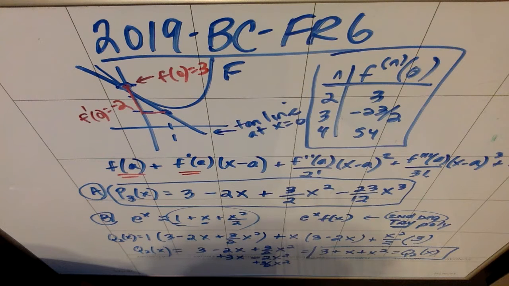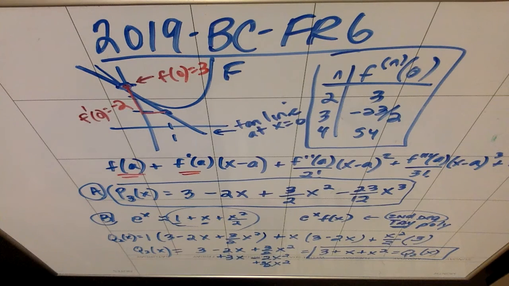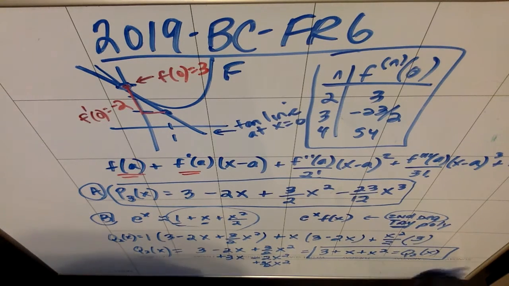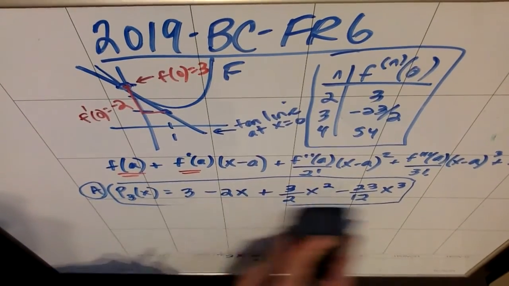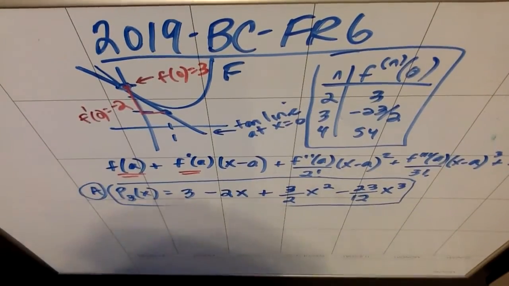Cool. Okay, part C. Let h be the function defined by h of x equals the integral from 0 to x of f of t dt. Use the Taylor polynomial found in part A to find an approximation for h of 1. Cool. So I'm going to keep my part A since I have to use part A. And I'm lazy and don't want to have to start from scratch.